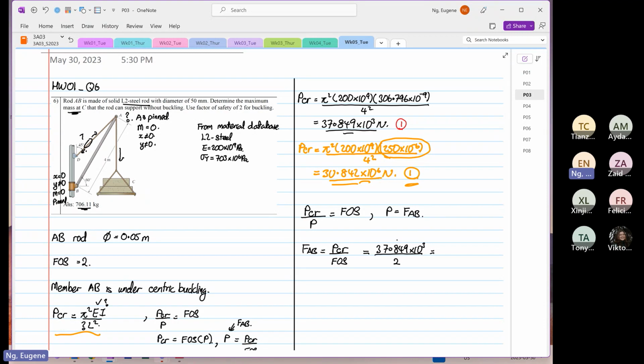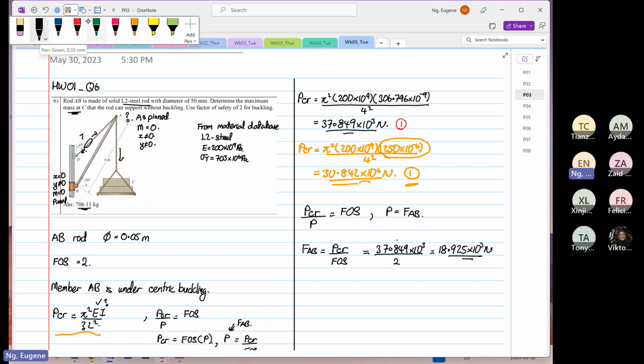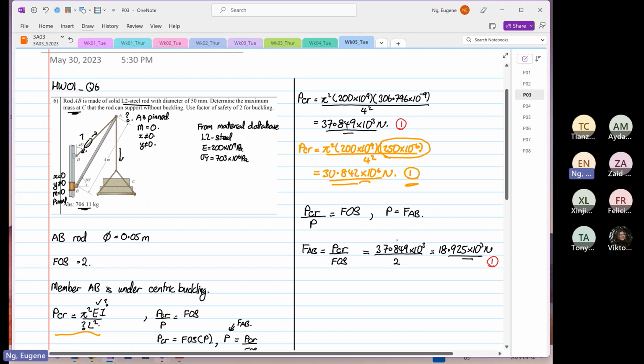Okay, so this is equal to 37.849 times 10 to the power 3 divided by 2. So it's 18.924 or 925 times 10 to the power 3 Newton. Okay, right. So once you calculate this, you get your factor of safety correct, you again get what? You again get 1 mark over here.